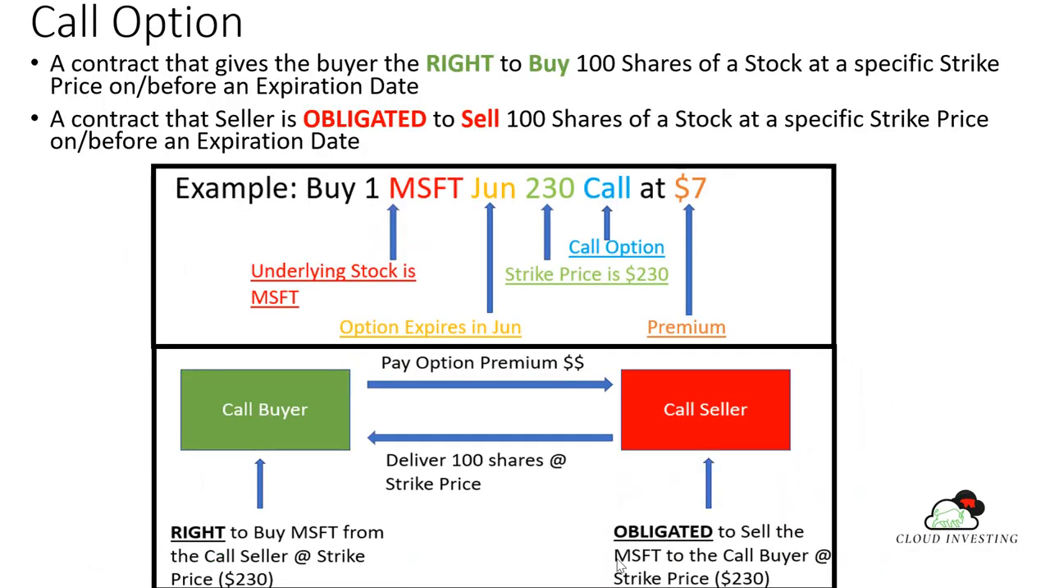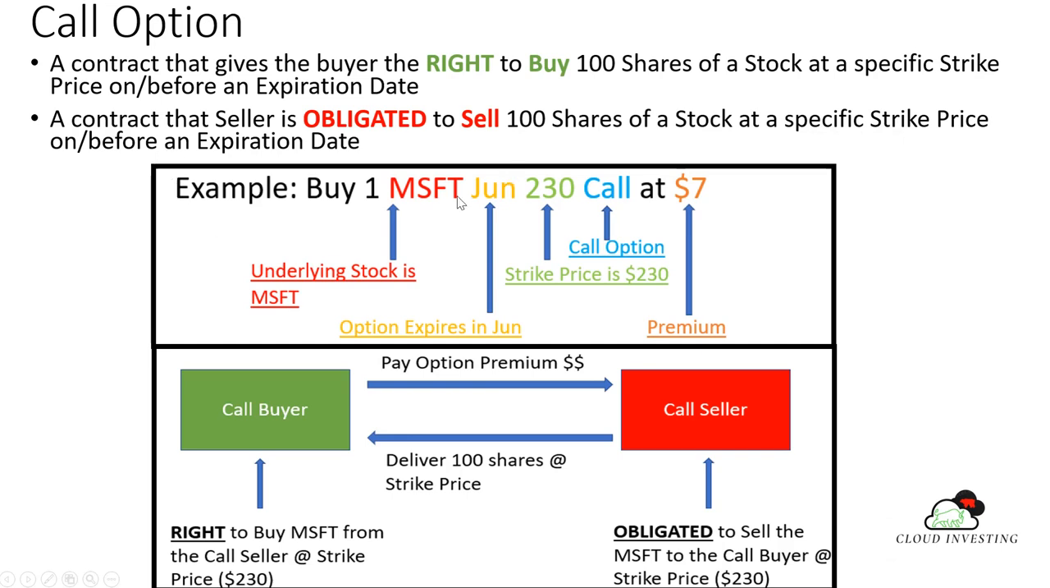So let's start with the call option first. If you are the call option buyer, you have the right to buy 100 shares of the stock at a specific strike price on or before the expiration date. If you are the call seller, you are obligated to sell 100 shares of a stock at the strike price on or before the expiration date.